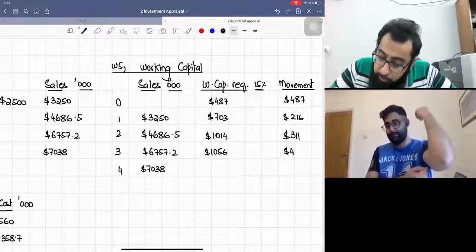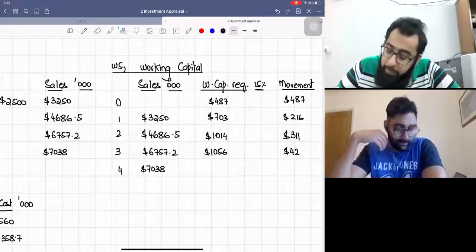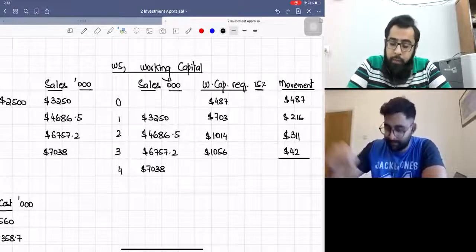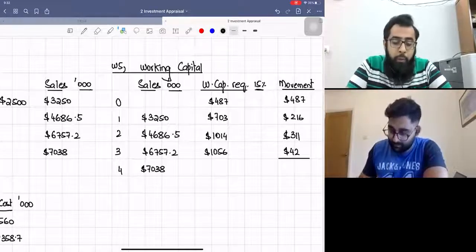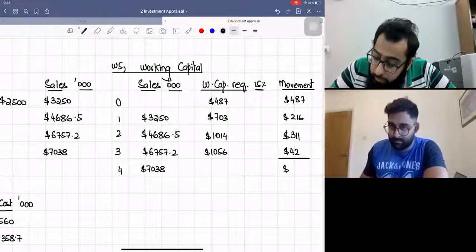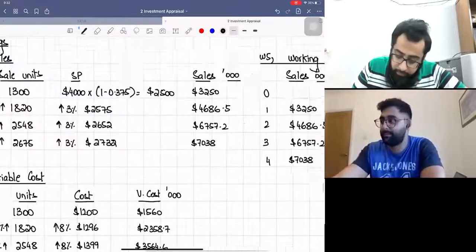And in the last year, the entire working capital amount will be recovered. We add that up: 487, 216, 311, and 42. So it is 1056 that will be recovered. Okay, so 487 in year 0.